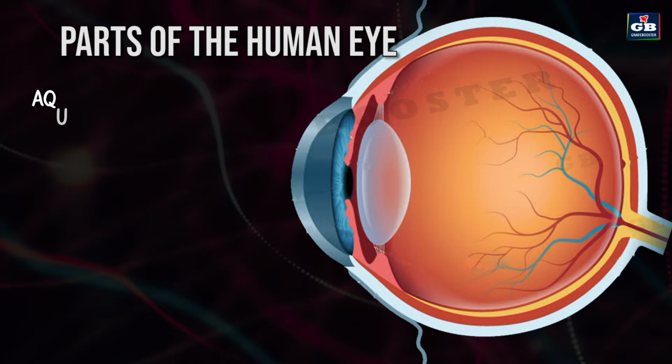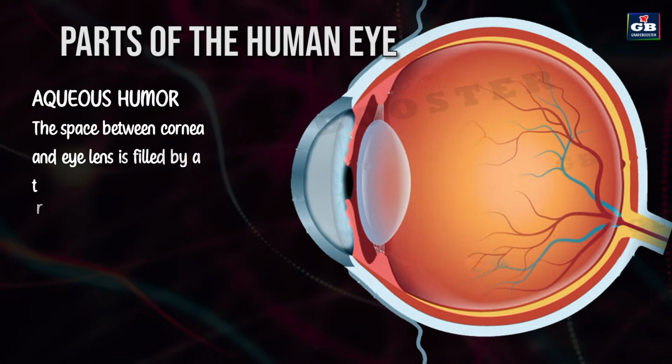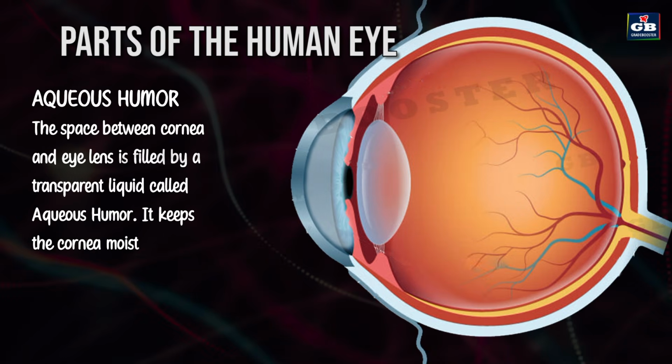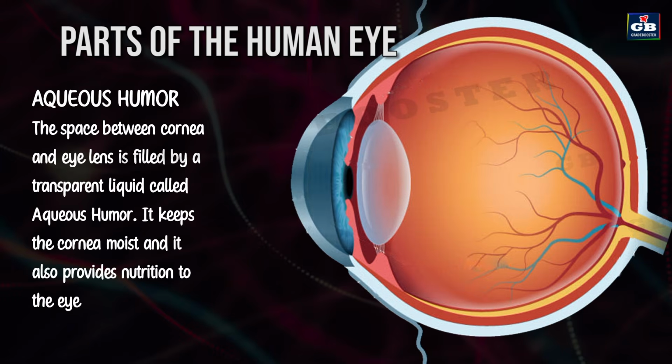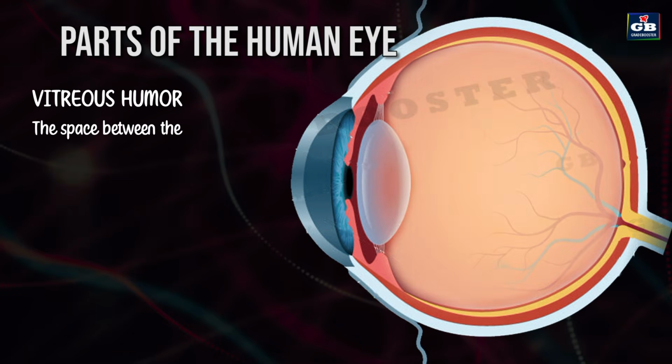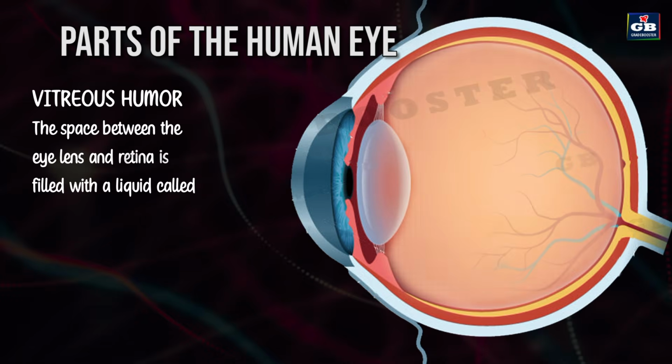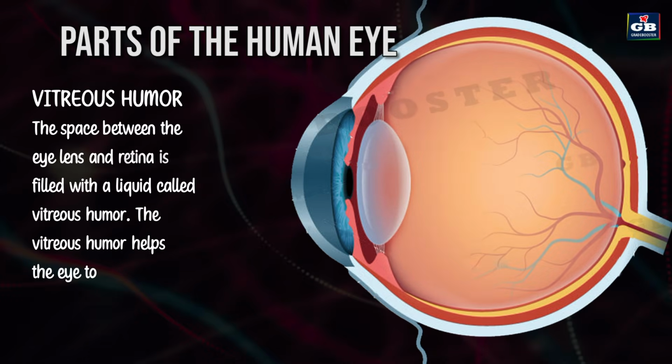Aqueous humor. The space between the cornea and eye lens is filled by a transparent liquid called aqueous humor. It keeps the cornea moist and it also provides nutrition to the eye. Vitreous humor. The space between the eye lens and retina is filled with a liquid called vitreous humor. The vitreous humor helps the eye to keep its shape.